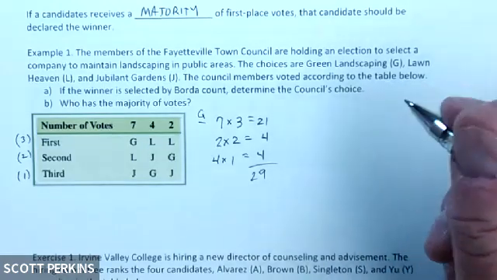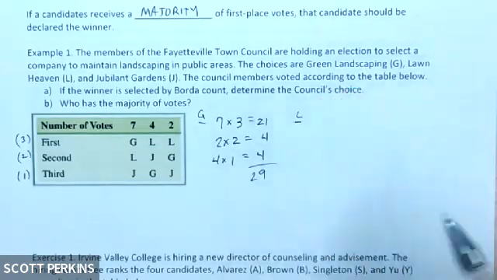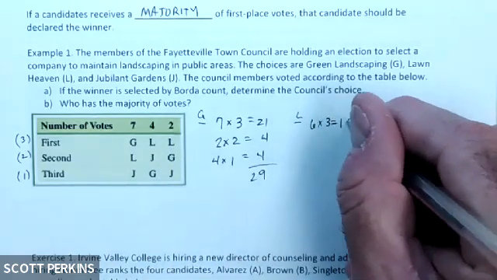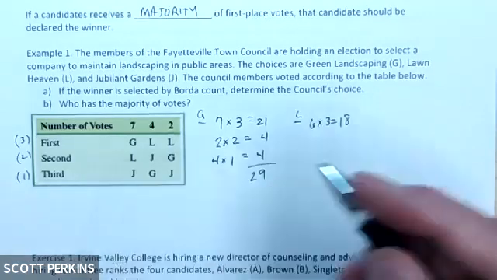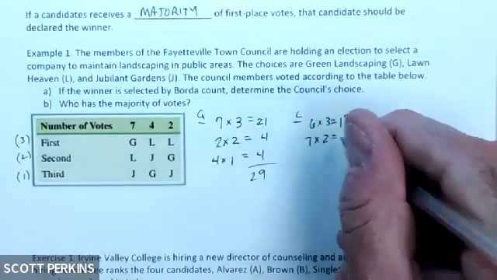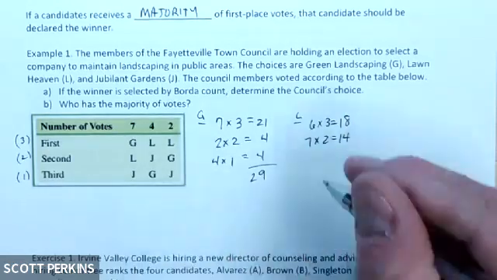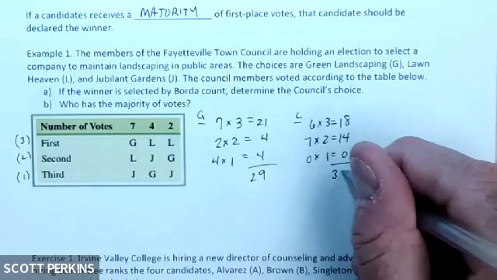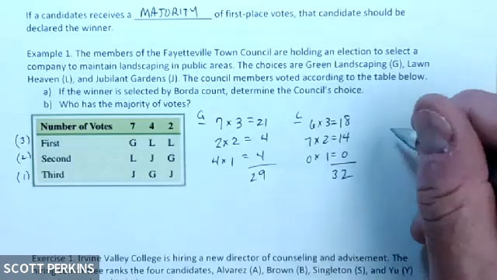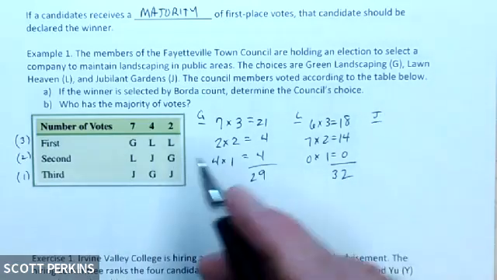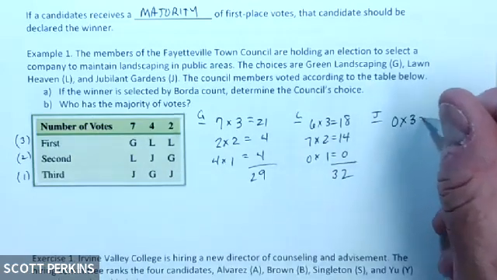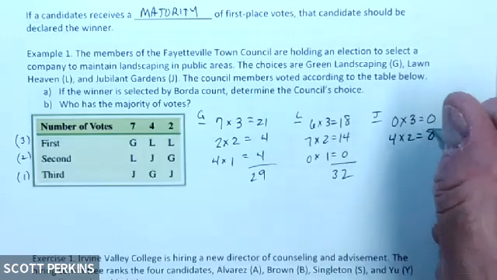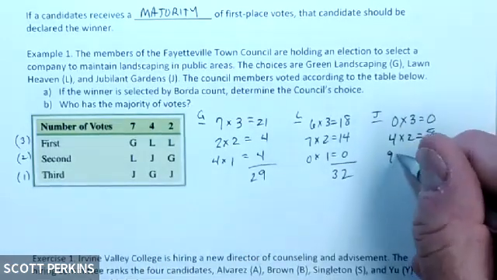Okay, next one is lawn heaven. So L. L got 6 first place votes, so that's 18 points. L got 7 second place votes. And then L did not get any third place votes. And so that is 32 points. And then finally, Jubilant Gardens. J got 0 first place votes. J got 4 second place votes. And J got 9 third place votes.